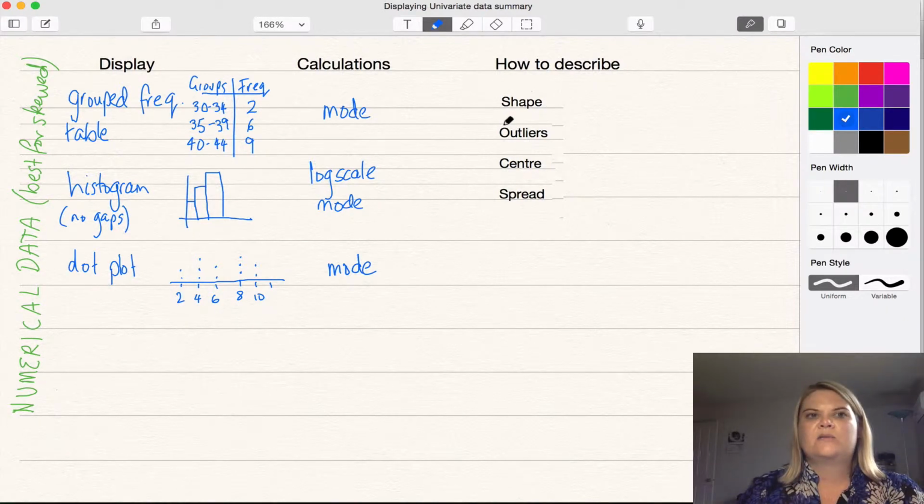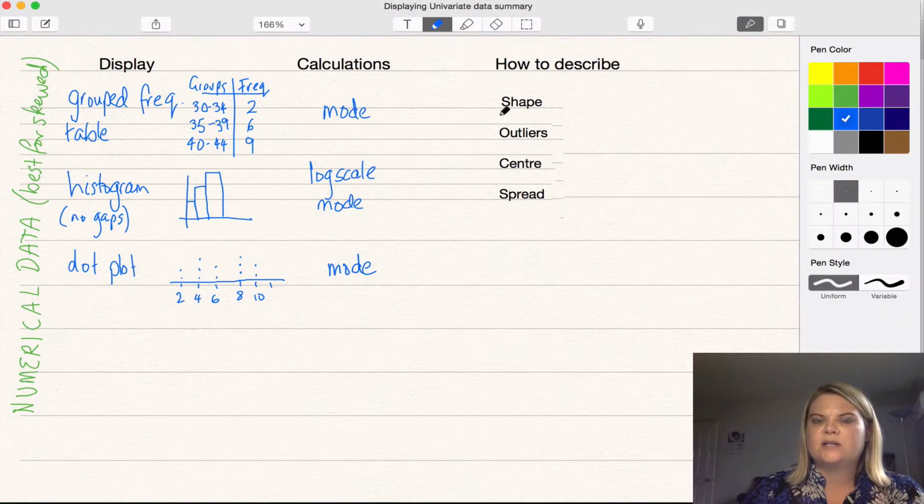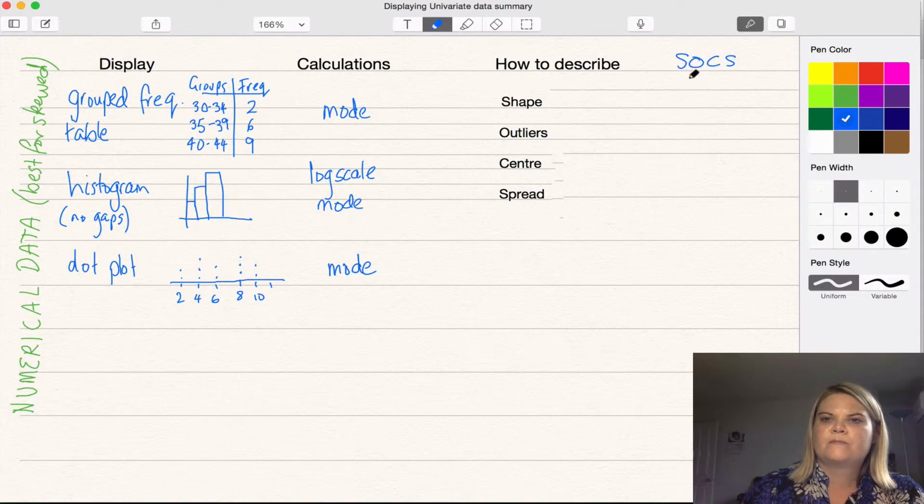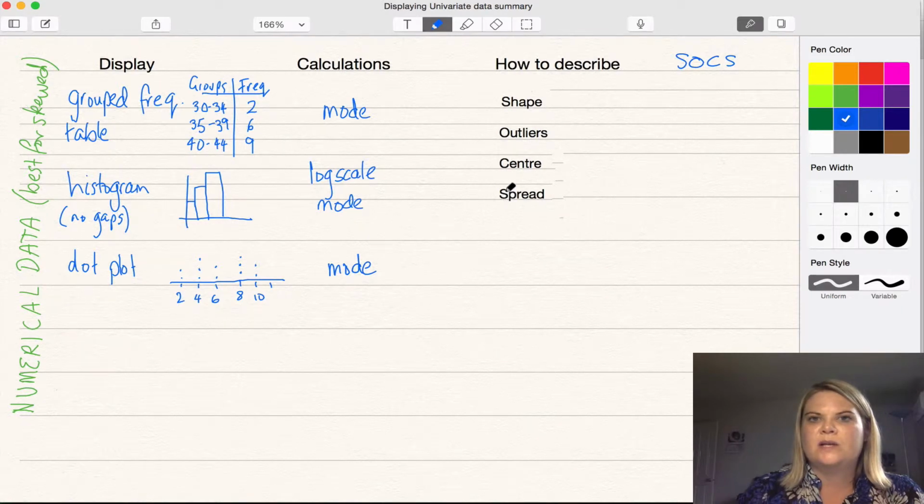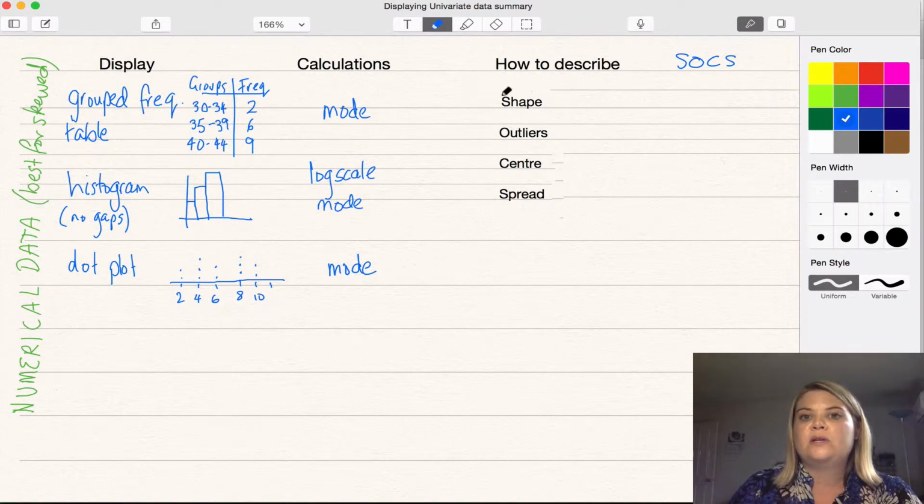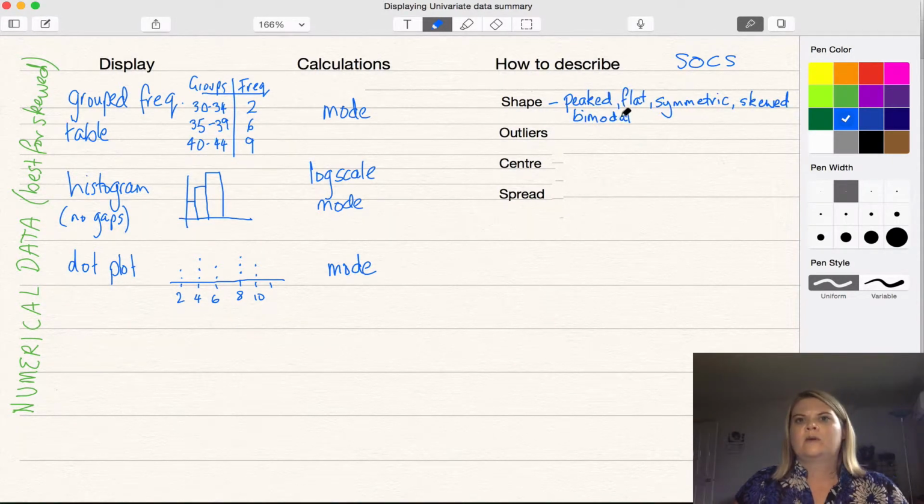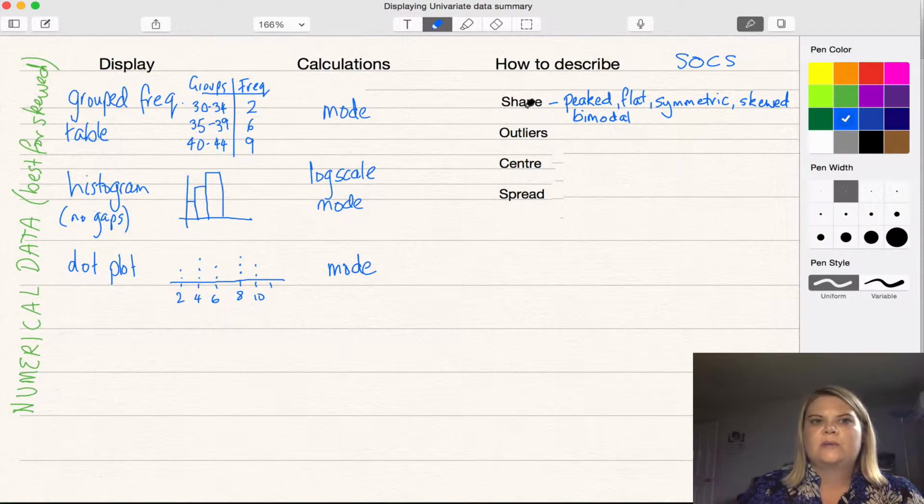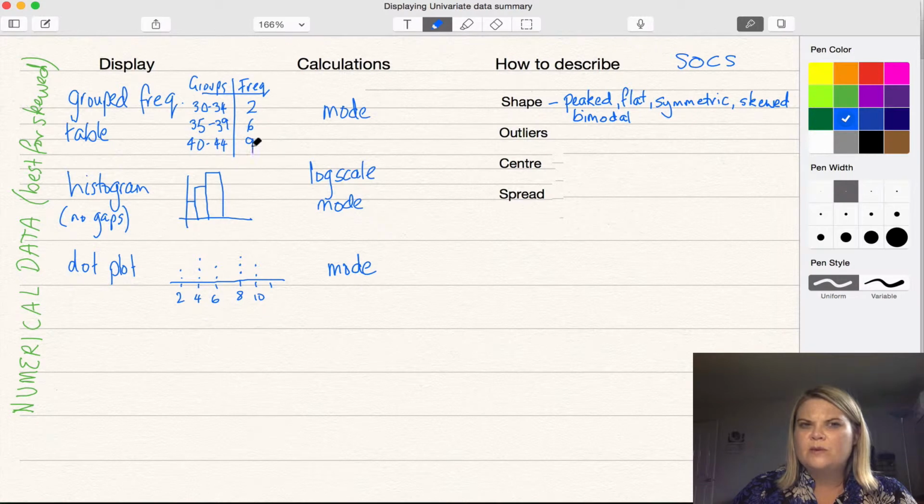Now, when we're writing our report for numerical data, we're going to use SOX, which stands for Shape, Outliers, Center, and Spread. To write a full report, you need to make sure you mention each of these categories. When we're talking about shape, it's hard to find the shape with the grouped frequency table, so you'd need to look at using a histogram or a dot plot.